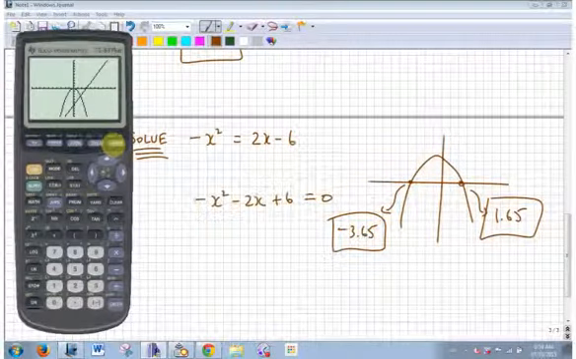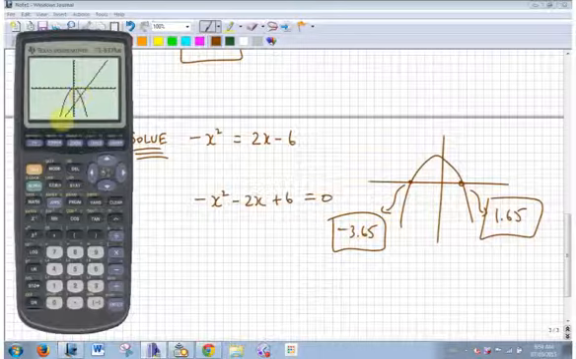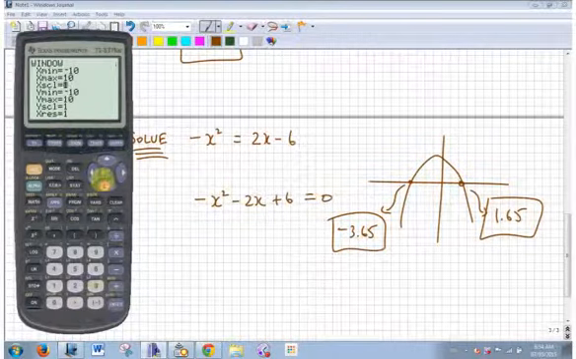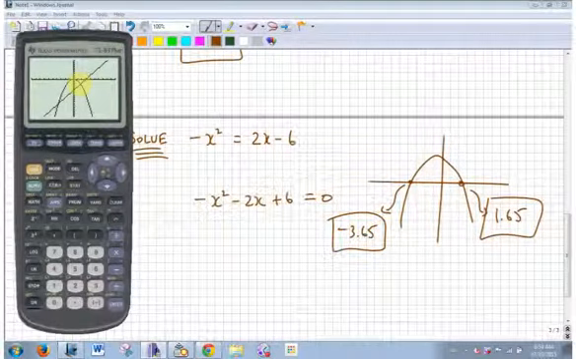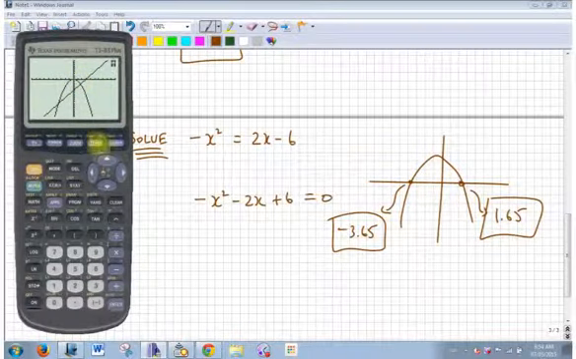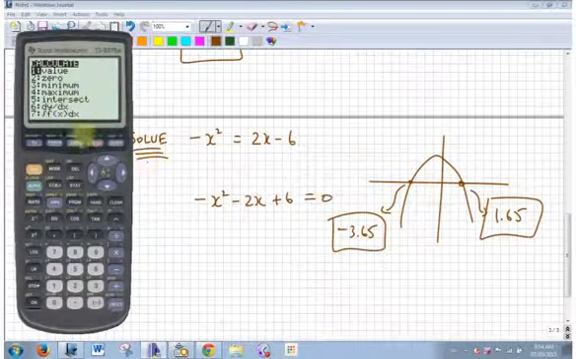Does that line slice that parabola? There and down here. I don't see it down here, so I'm going to have to make y a little bigger negatively. Okay, let's find out where this isn't a 0 now. This is called an intersection. Number 5.